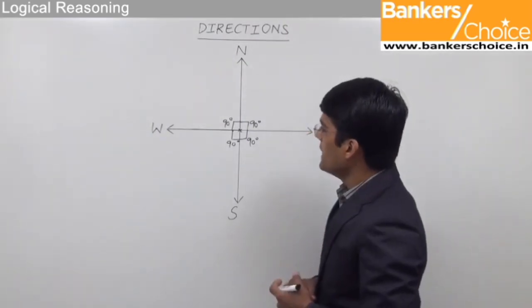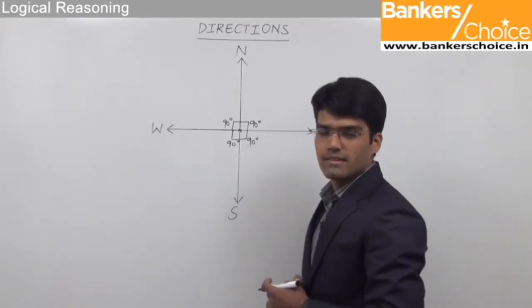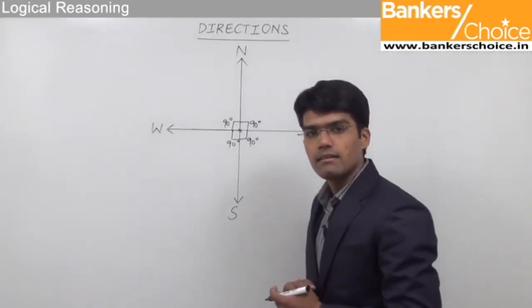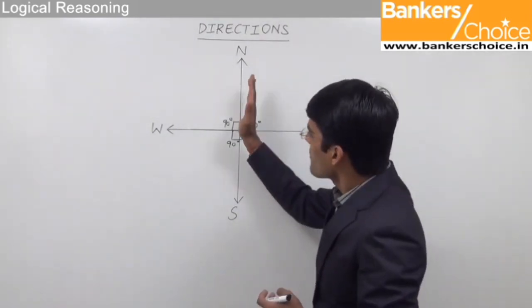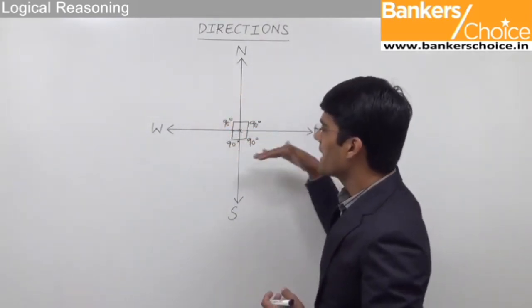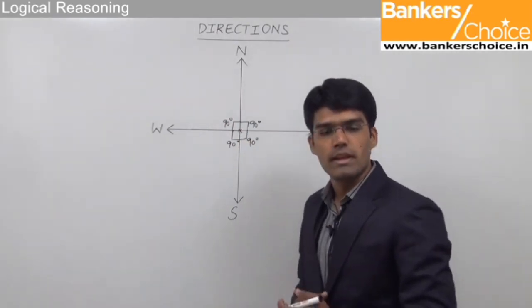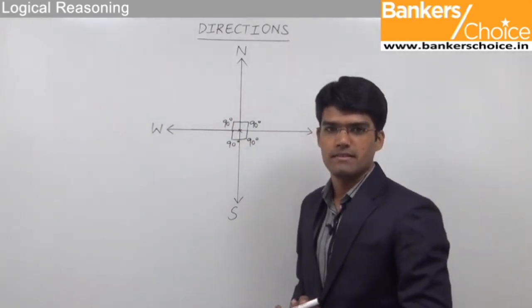As the angle between any two consecutive directions here is 90 degrees, that is the right angle, we can understand that for a person to change his position from one direction to the other in a consecutive manner, he has to rotate through an angle of 90 degrees.